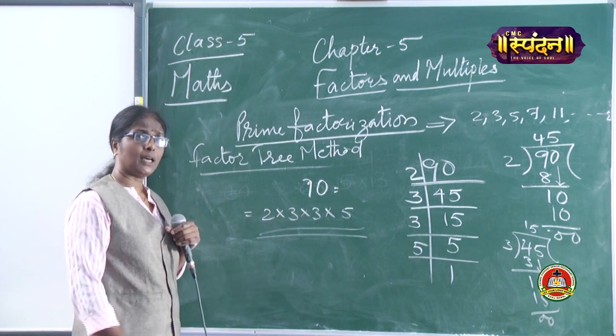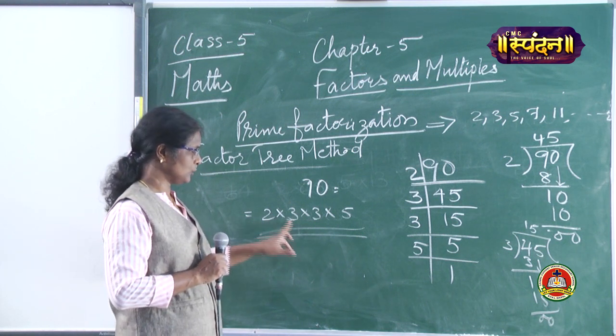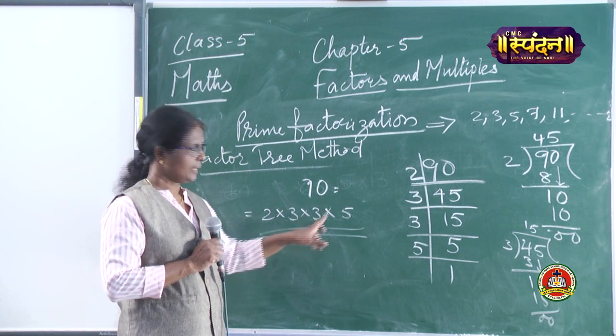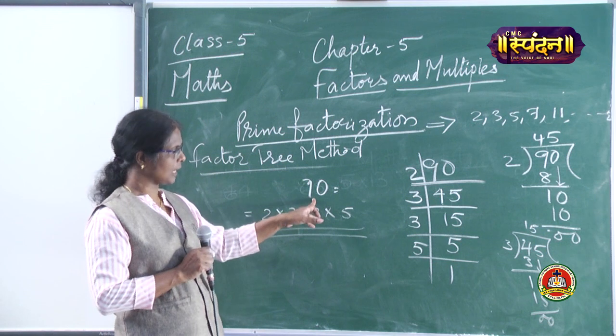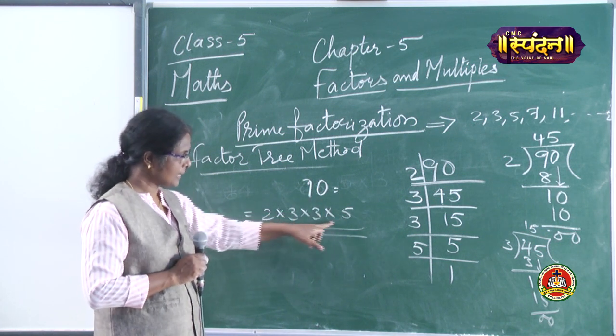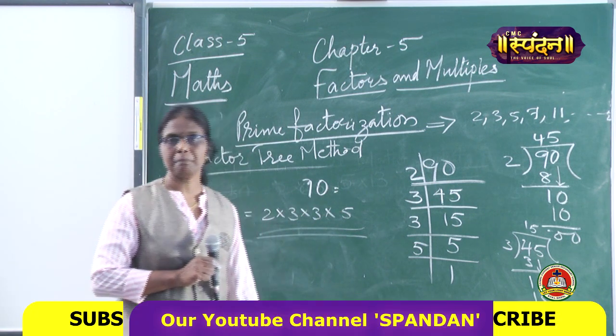And here if you have any doubt, you can multiply and see also. 2 3s are 6, 6 3s are 18, 18 5s are 90. If you multiply all these numbers, you will get the same given number as the product, because we are expressing 90 as a product of some prime factors, and that too prime numbers.